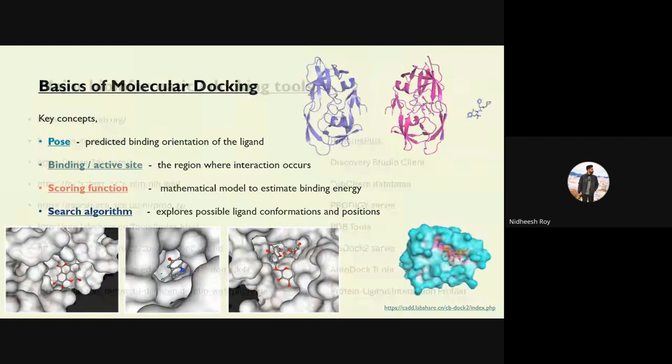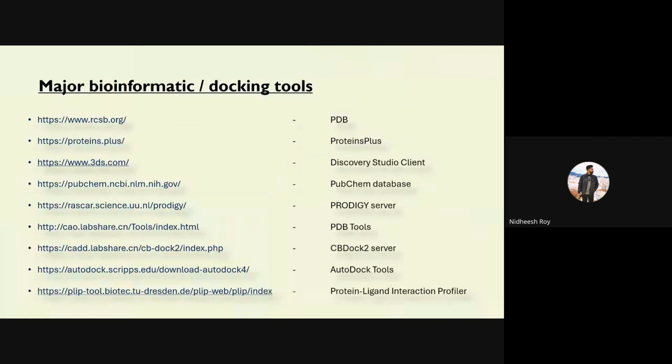These are some of the major bioinformatics or docking tools. Now that we understand the basic concept behind molecular docking, the next logical question is, what tools do we actually use to perform these steps in practice? This slide summarizes some of the most commonly used bioinformatic and docking-related resources that you will encounter in real workflows. We usually begin with structural data, and for that, the most important resource is the Protein Data Bank, or PDB, accessible through the RCSB website. This is where experimentally determined protein and protein-ligand structures are stored. Almost every docking study starts by retrieving a protein structure from this database.